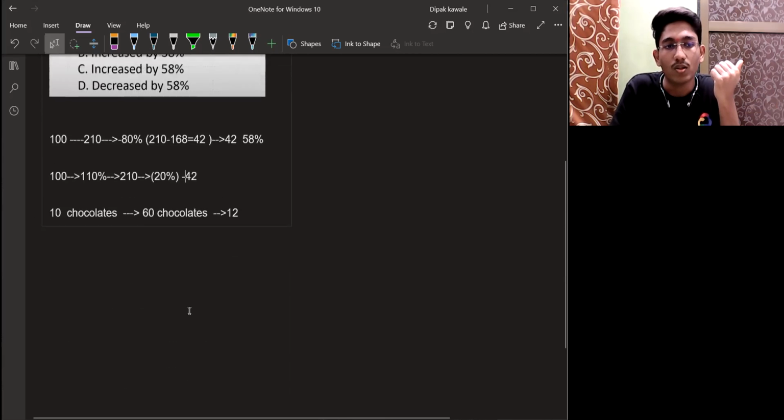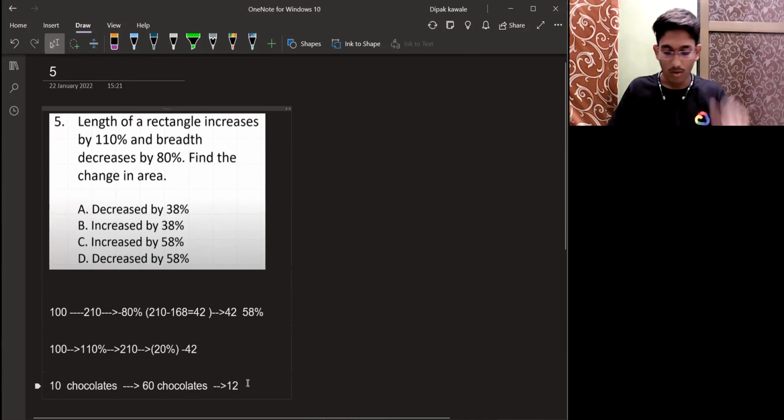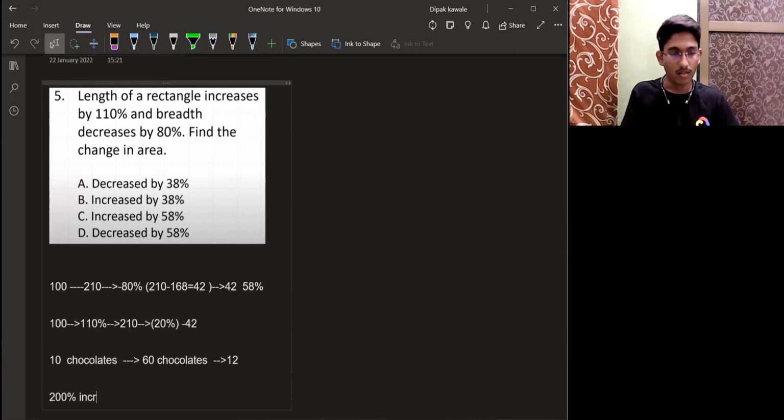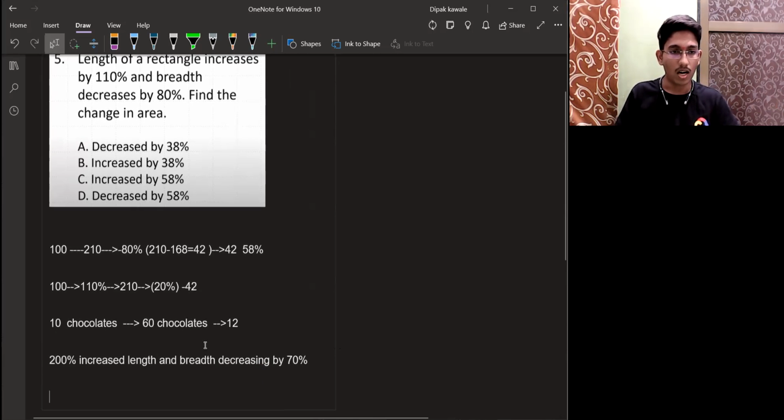Okay, so for practice I will give one more problem to you. Length of rectangle increases by 200%, increased length, and breadth is decreasing by, let's say, 70%. Now in the comment section I want the answer of this.